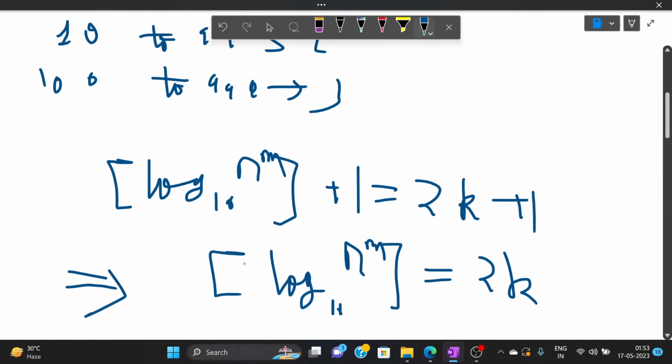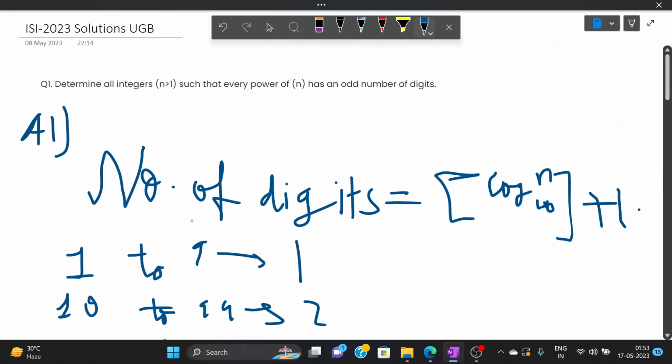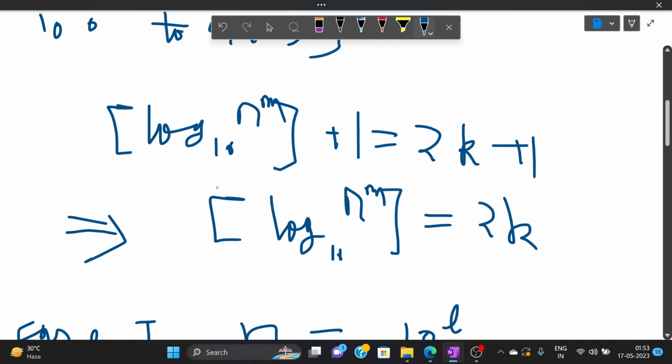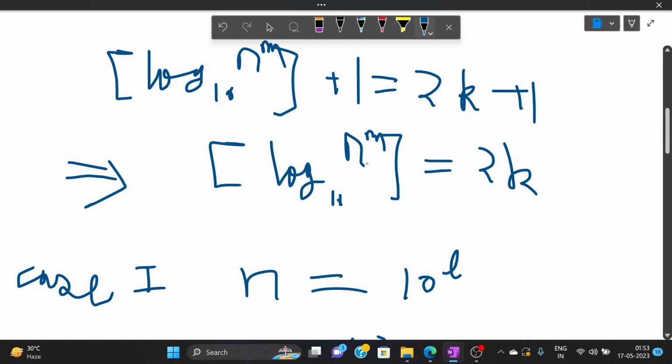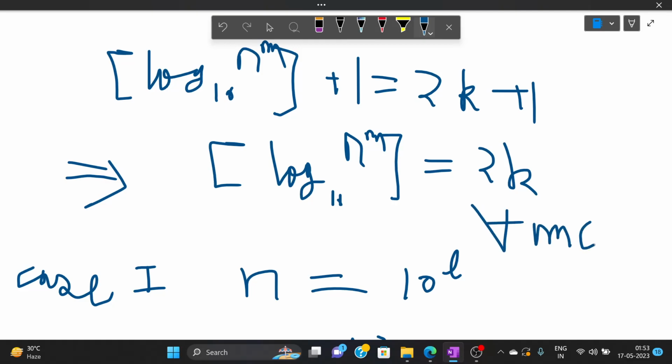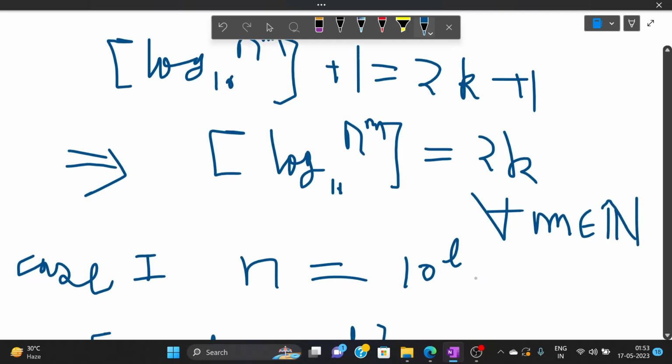So I hope the solution is clear. I will explain it in brief once again. I used the formula: number of digits is equal to the greatest integer of log n base 10 plus 1. Then I set up the equation and I get that the greatest integer of log n to the power m base 10 should be even. And this is true for all m belonging to naturals. This is the most important thing in the problem, that this condition should hold for all m belonging to naturals.